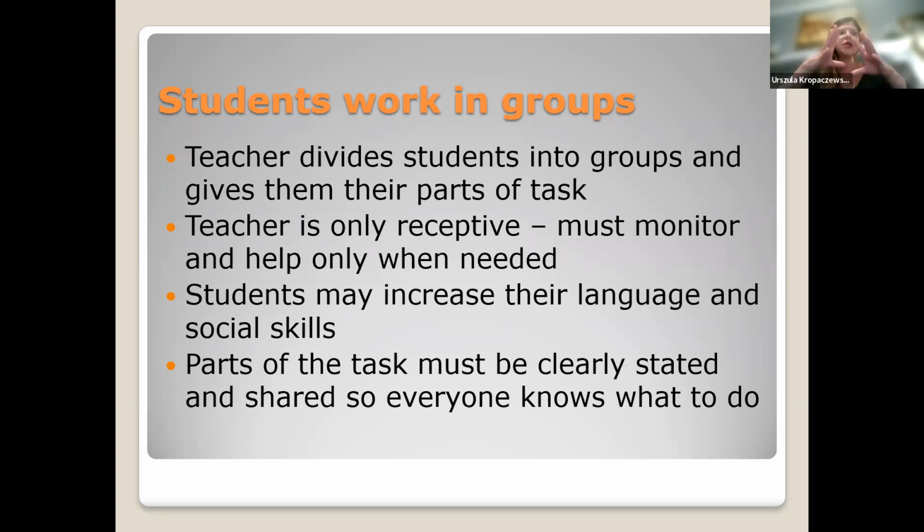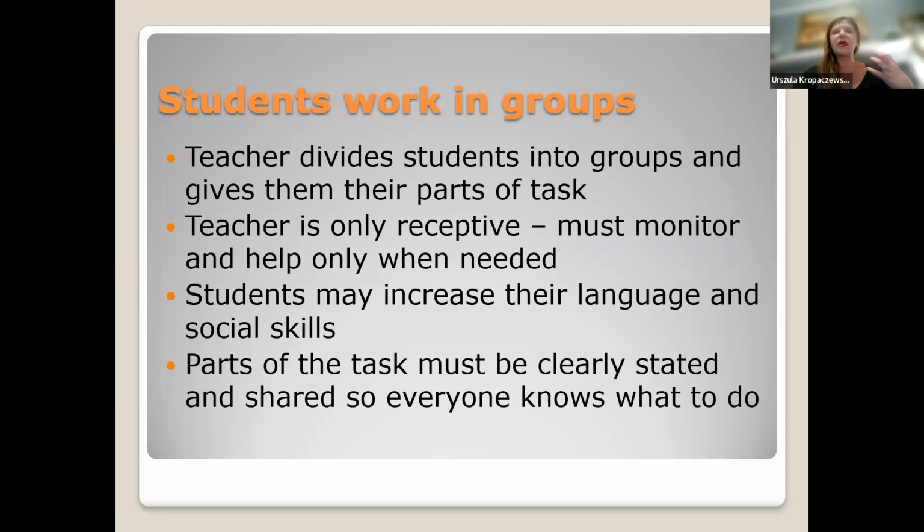Okay, the teacher only monitors, but of course the teacher gives the instructions. So students should know what they are to do. The teacher monitors, the teacher helps. The teacher also reminds the students that they should use English while discussing the project, for example, because it is the thing which we sometimes make students work in pairs on.